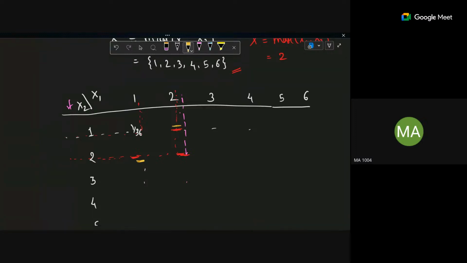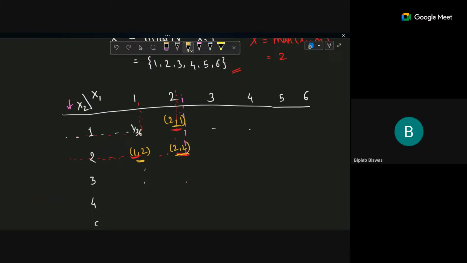Okay. See here, what is the value? What's the coordinate at this particular point? X1 is 2 and x2 is 1. And the maximum is 2, right? What are the values at this point? 2, 2. For this particular point? For the first one, it is 1, 2.